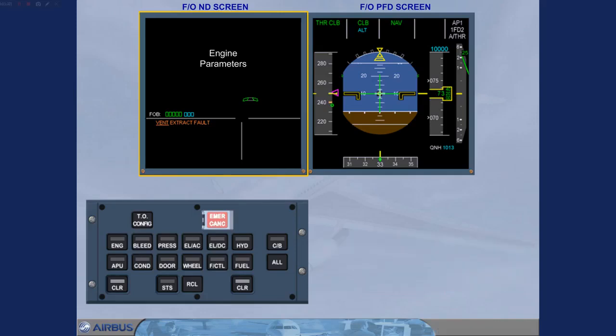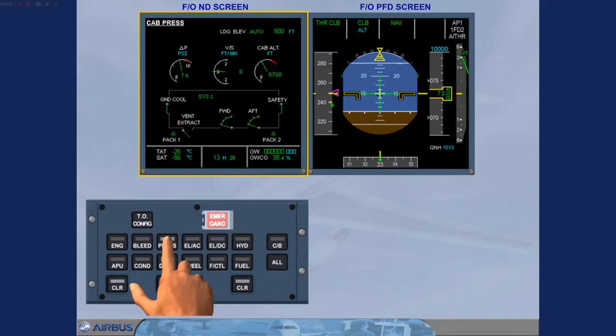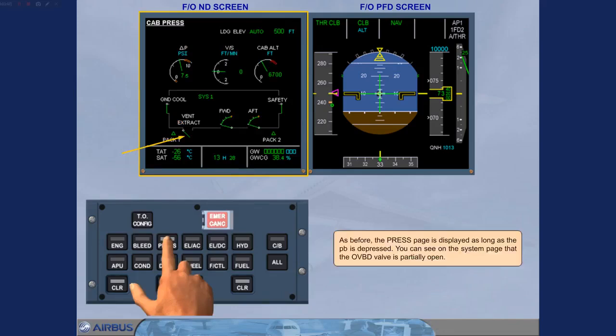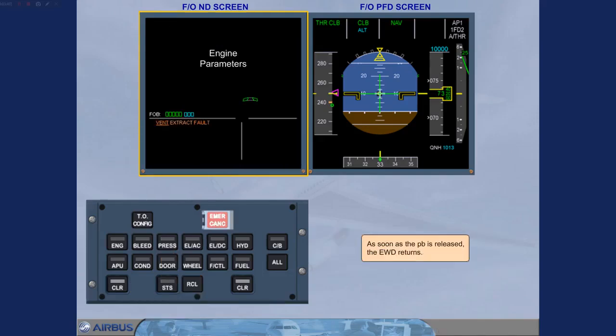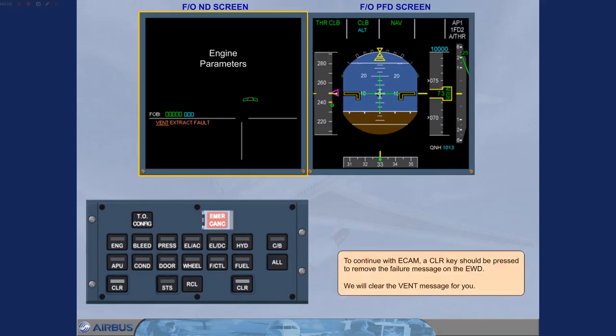As before, the press page is displayed as long as the push button is depressed. You can see on the system page that the overboard valve is partially open. As soon as the push button is released, the engine warning display returns. To continue with Ecam, a clear key should be pressed to remove the failure message on the engine warning display. We will clear the ventilation message for you.